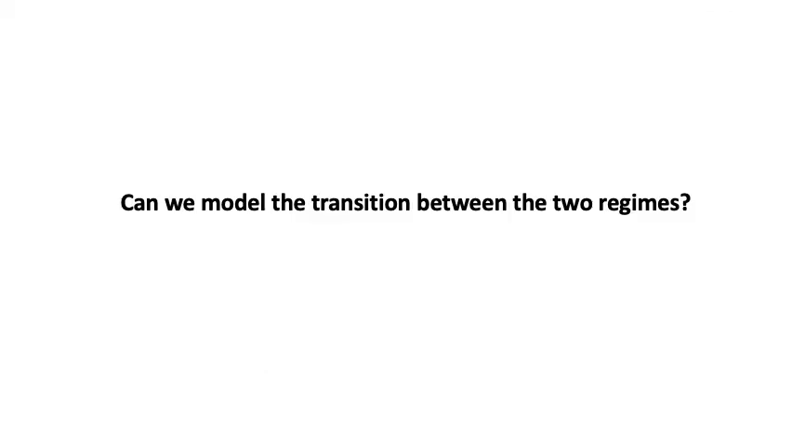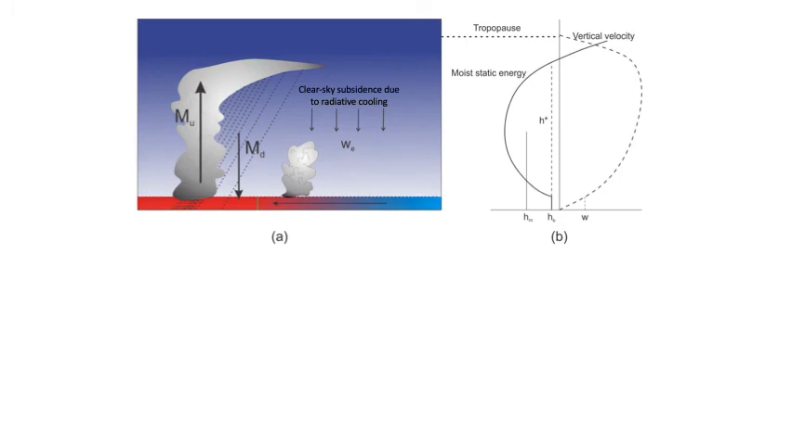Okay, so can we model the transition between the two regimes, or can we really understand this more generally and quantitatively? What I'd like to do is to introduce one really important concept, and I'm really not going to go through all of this in the paper. There's a tremendous amount in here, as I'll mention again in a moment.